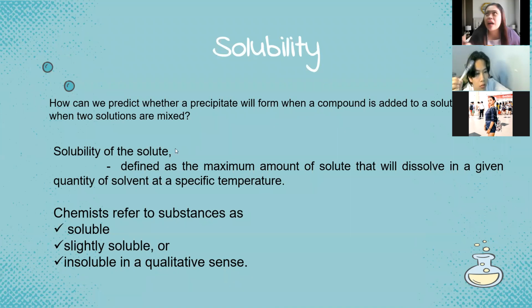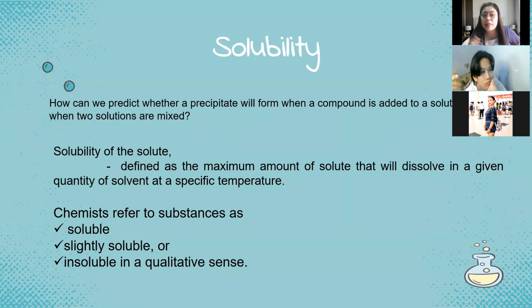So if we place a chemical in water and it dissolves, for example, our solvent is water, then that chemical is called soluble. Like our sodium chloride, which is our table salt, our asin, di ba? When we place that in water, we can see na the particles will be dissolved. So soluble siya. That is also true for our table sugar or our sucrose. If we place that in a glass of water, the particles will also be dissolved.